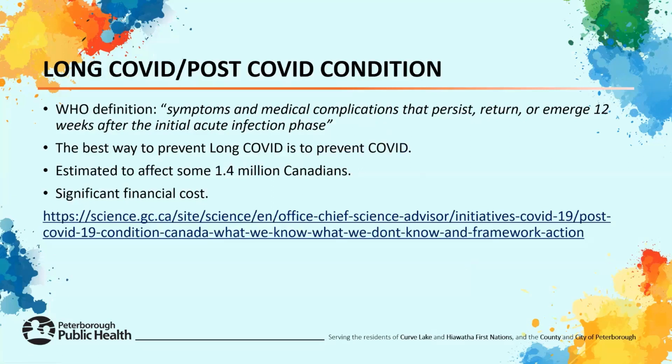I want to talk briefly about long COVID, post-COVID condition. It's also critically important as we talk about COVID. It's not just about hospitalization, severe disease, and death. It's also the broader disability from long COVID, and it is thought to affect some 1.4 million Canadians or more, according to the chief scientist's report. It comes at significant financial cost. The definition of long COVID: symptoms and medical complications that persist, return, or emerge 12 weeks after the initial acute infection phase, at least 12 weeks after.